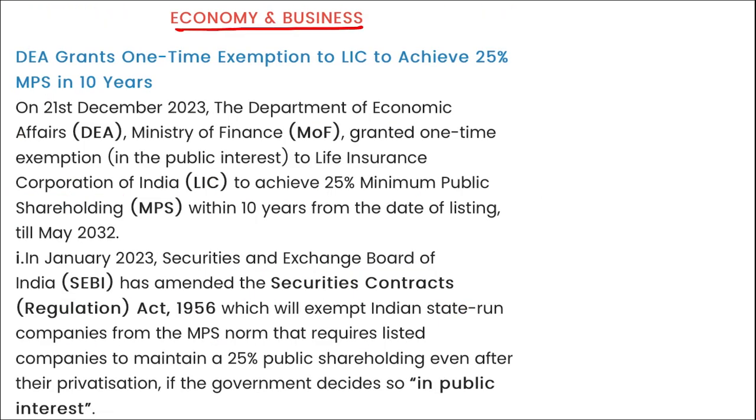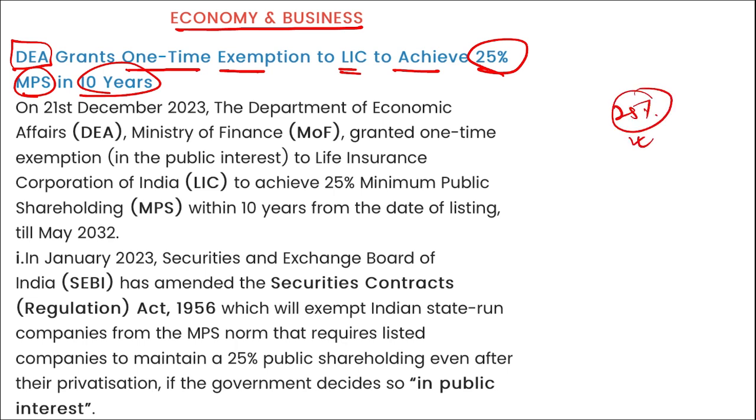Next is Economy and Business. DEA, that is Department of Economic Affairs, has granted a one-time exemption to LIC to achieve 25% MPS in 10 years. What is MPS? MPS is your minimum public shareholding. So they have to achieve 25% minimum public shareholding within 10 years from the date of listing, till May 2032.